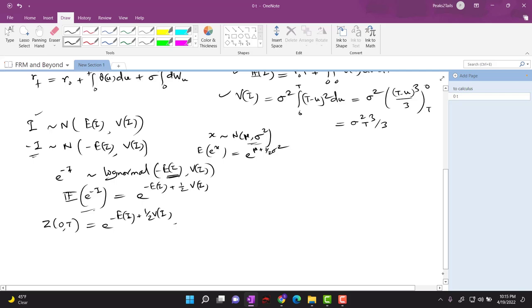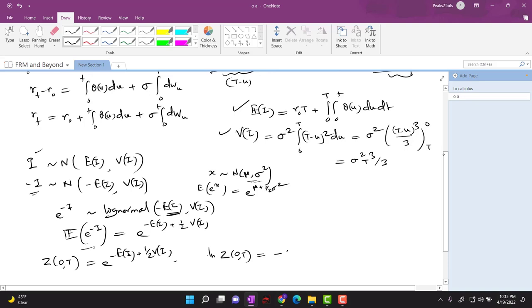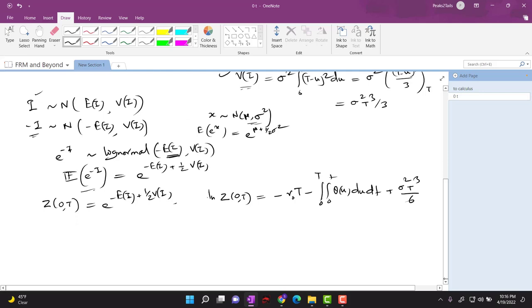So I can directly write the log of the zero coupon bond price, since I just want to remove that e. Log of the zero coupon bond price is equal to minus E of I. What is the expectation of I? It is this one. So this is equal to minus r0 t minus the integral from 0 to t of theta u du dt, plus half of variance. Half of V of I is simply sigma square t cube divided by 6. Now I'm almost there, so I need to take minus del by del t of this quantity.